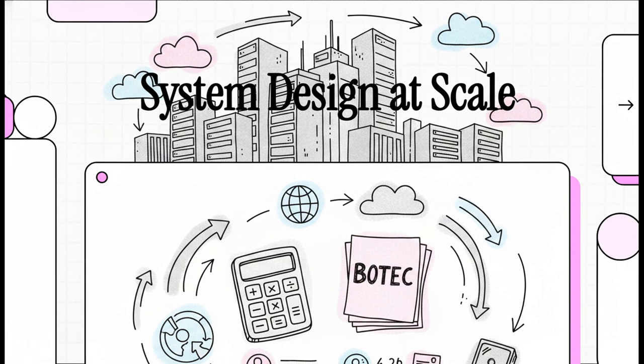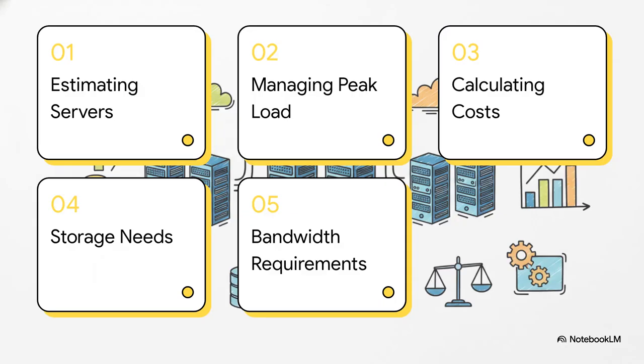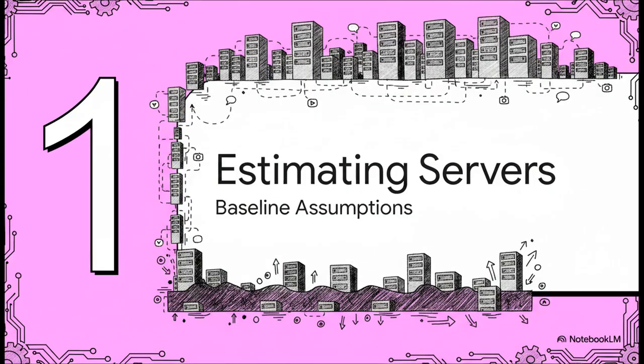We're going to quantify server counts, figure out true storage needs, and calculate network bandwidth totally from scratch. Okay, let's dive right into this. Here is our step-by-step roadmap. First, estimating servers. Second, managing peak load. Third, calculating costs. Fourth, storage needs. And finally, bandwidth requirements. All right, Section 1, estimating servers and establishing our baseline assumptions.